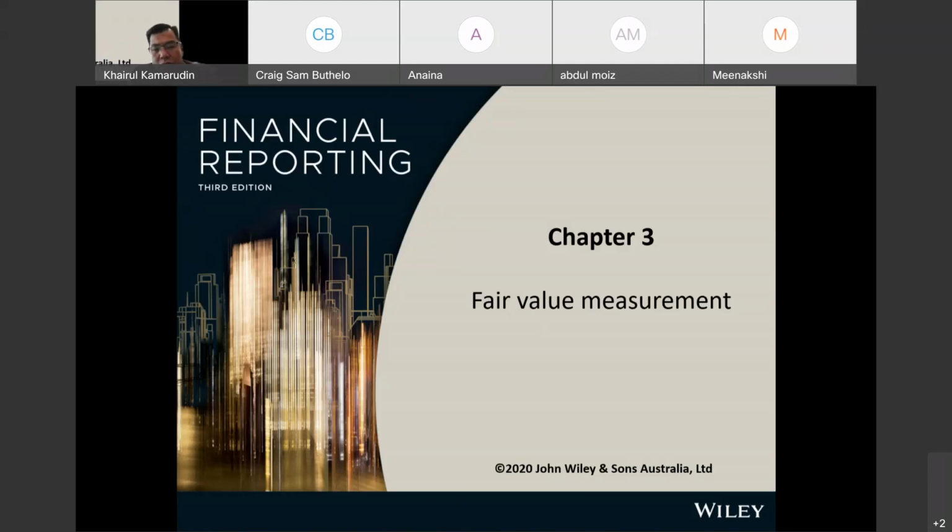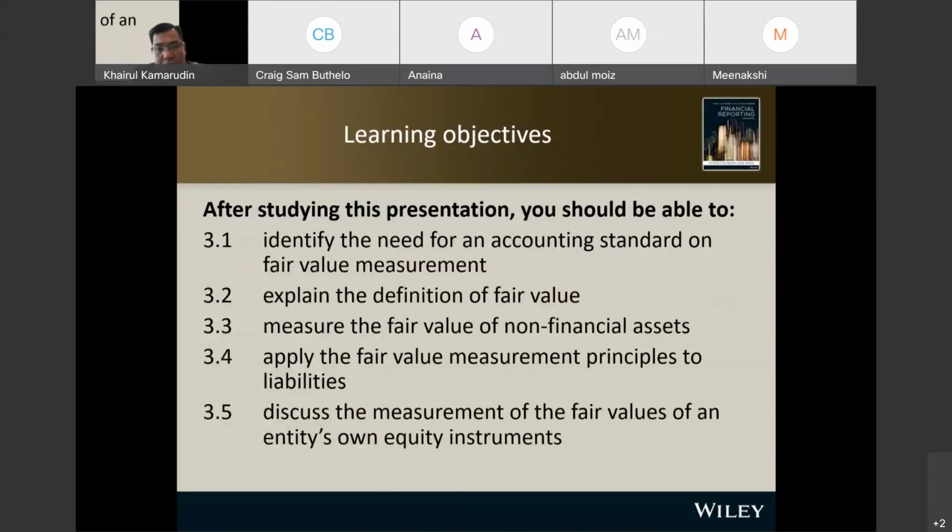Okay, let us go to the lesson outline, what I'm going to cover today. Number one, I'm going to identify the need for an accounting standard on fair value measurement. Why do we need fair value measurement? Number two, I'm going to explain the definition of fair value accounting. What does fair value mean? What is the difference between fair value and the previous concept, historical cost?